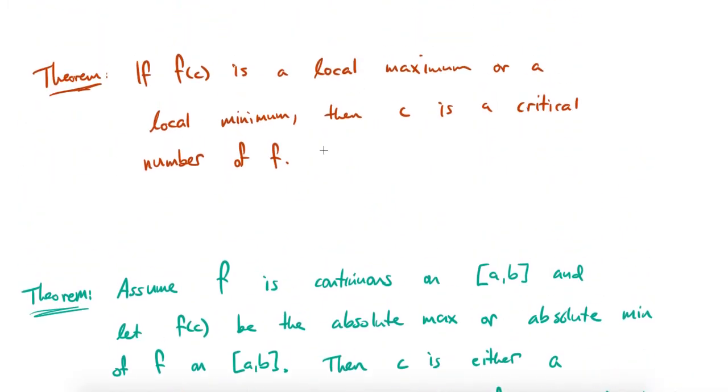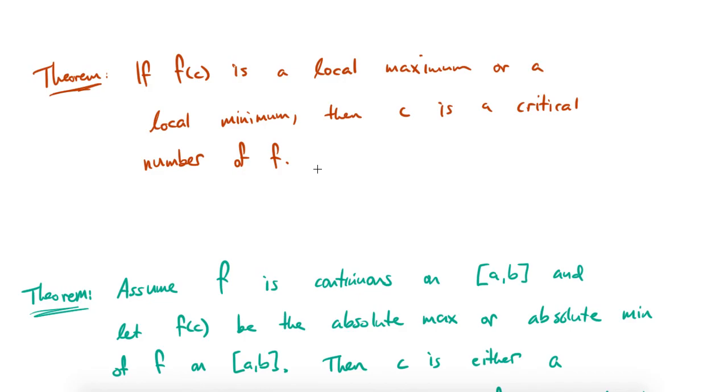One other thing to point out here: this theorem, the converse of this, is not true. Just because you have a critical number doesn't mean it automatically goes with a maximum or a minimum, okay? If you have a max or a min, you know it goes with a critical number. But if you have a critical number, you do not immediately know that it goes with a max or a min. You can have critical numbers that go with neither.